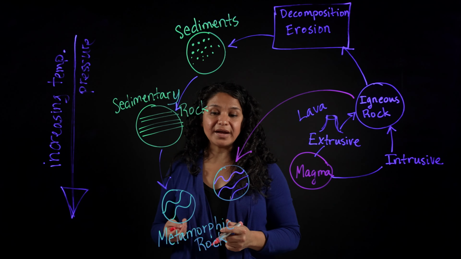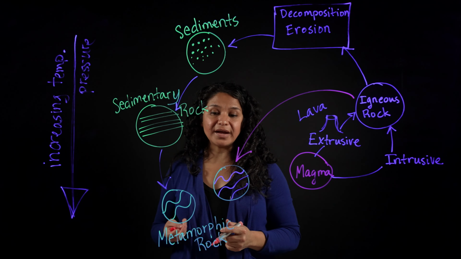Or by uplift, metamorphic rock can also come to the surface of the earth and undergo decomposition and erosion. And I'll go ahead and label uplift here because that's what's happening. It's coming up to the surface of the crust. It can undergo erosion, decomposition, and weathering, and then turn back into sedimentary rock as well.